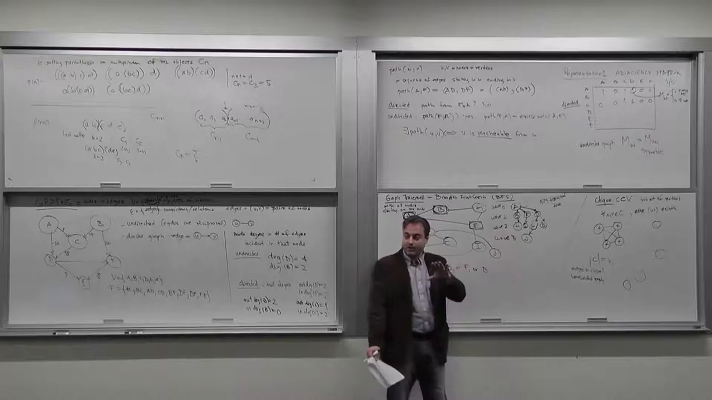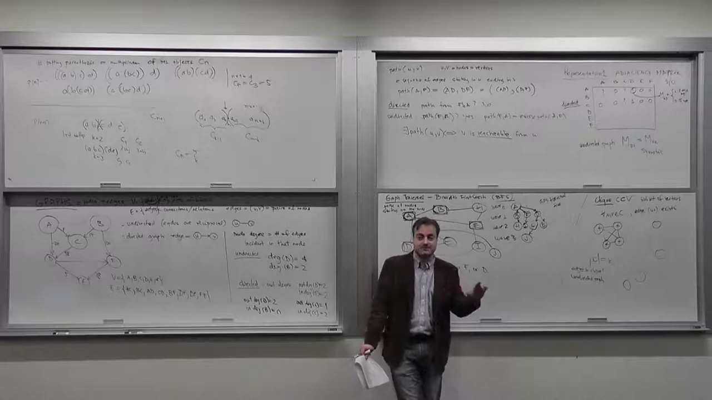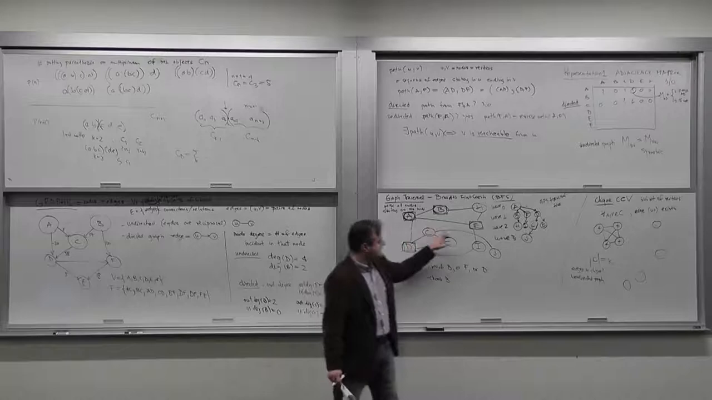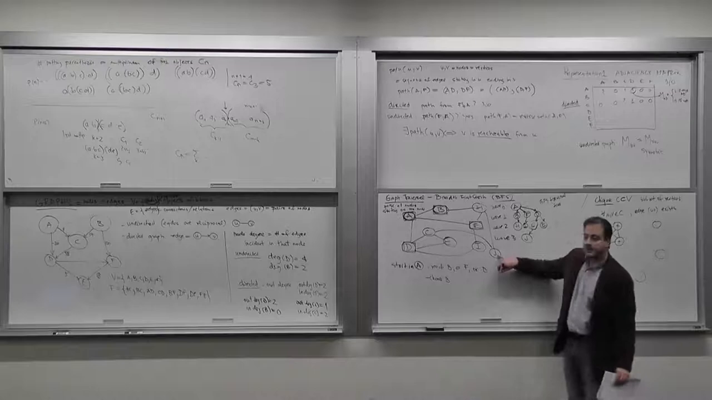Wave 1 contains everything reachable in one step. Wave 2 is everything reachable in two steps, but not in one. Wave 3, everything reachable in three steps, but not in one or two. So J is in wave 3 here, because the only way to get there is A, C, J. Even if I have another edge, H to J, that will still be wave 3, right?